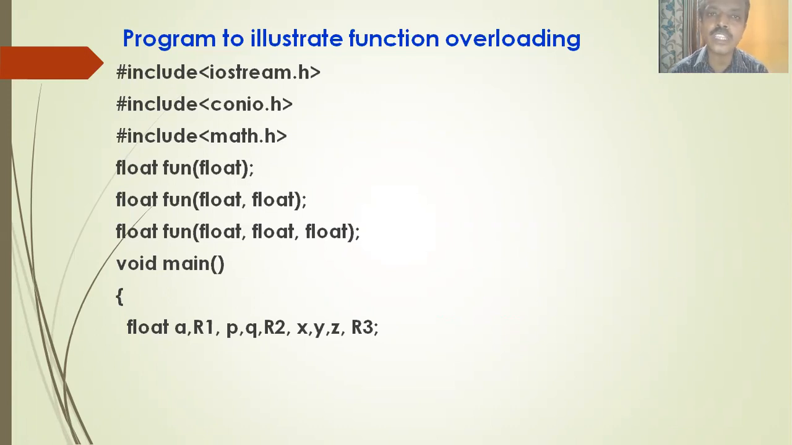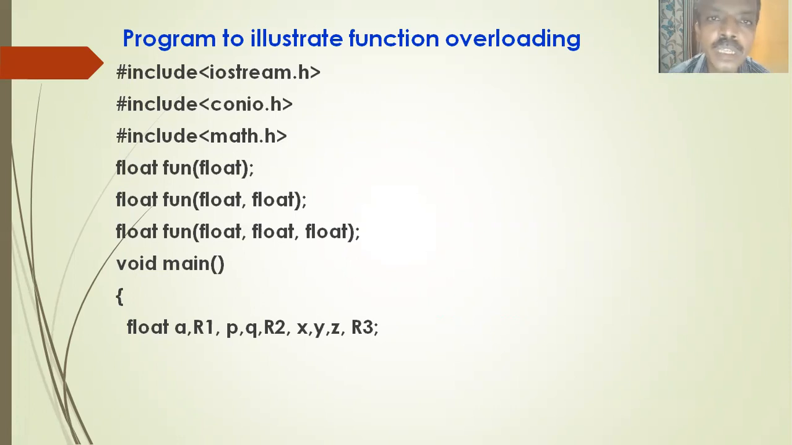To calculate the square root of a number, one input and one output. So the number of argument is one, and the return type is one. To find the sum of two numbers, the number of arguments is 2 and the return type is 1. And to calculate the biggest among three numbers, the number of arguments is 3 and the return type is 1. So in the first case, the number of arguments is 1, in the second case it is 2, and in the third case it is 3. And the purpose of the function fun is different.